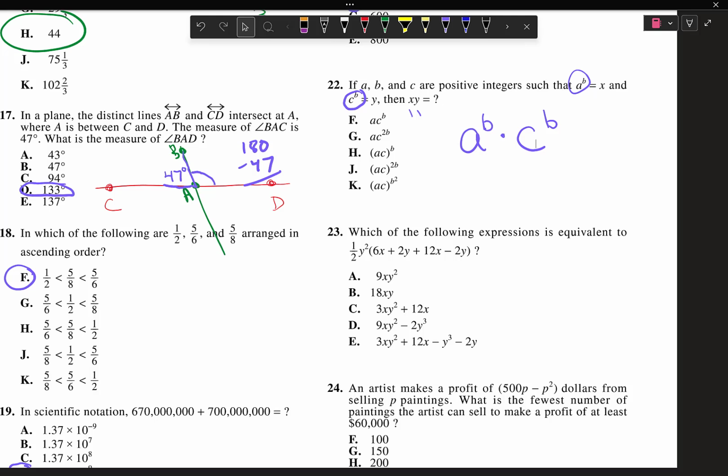And we can rewrite that where a times c is inside the parentheses and the exponent of b is on the outside. That should be answer choice H.